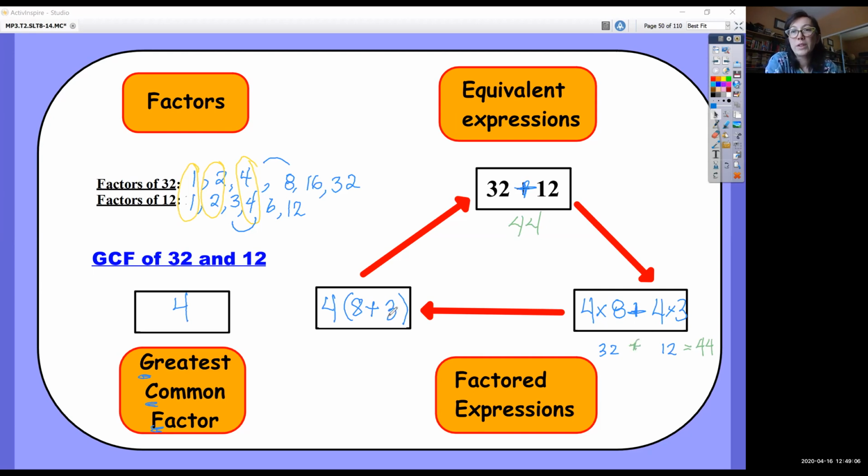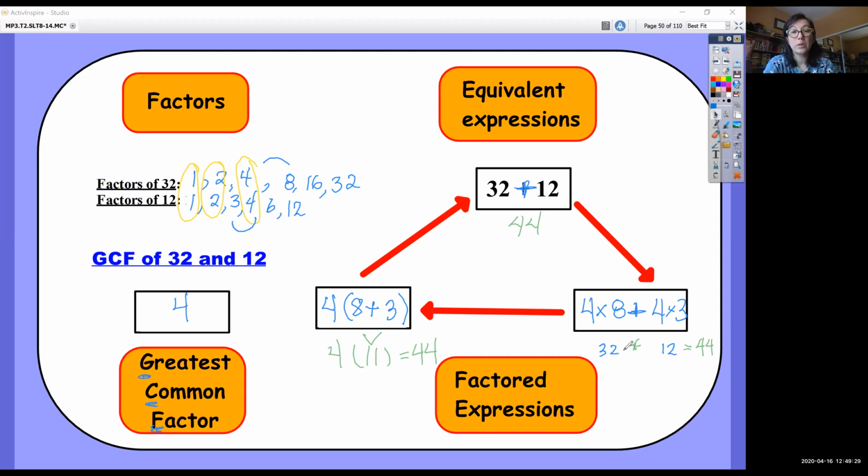8 plus 3 is 11. That's in the parentheses, and it's still being multiplied by 4. 4 times 11 is 44. They are all equivalent to each other because they all equal 44, but they are written in different ways.